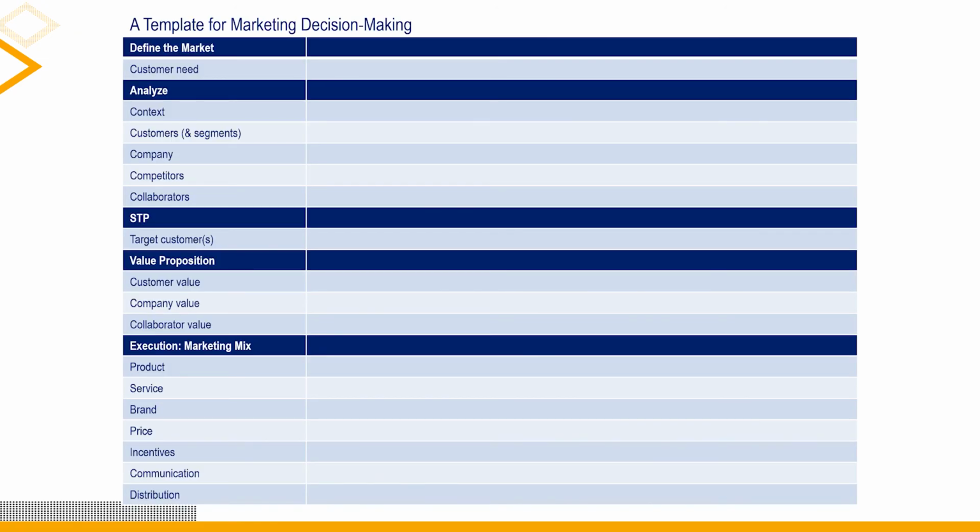Here is a template. It has 5 sections. Define the market in terms of customer needs, analyze using the 5 C's framework, STP, what segments are you prioritizing, the value proposition for each of the 3 major stakeholders, execution via the marketing mix.